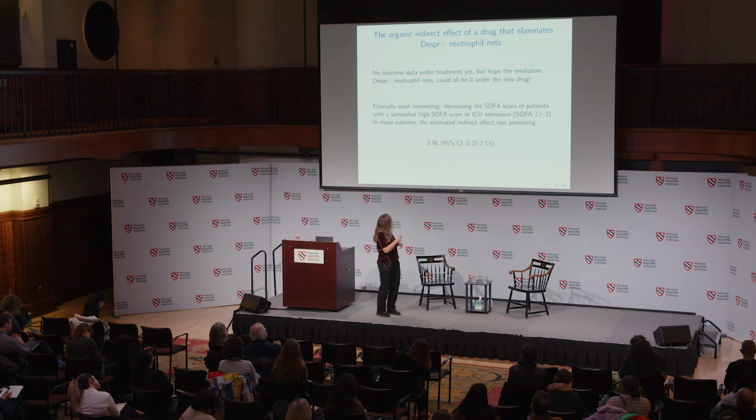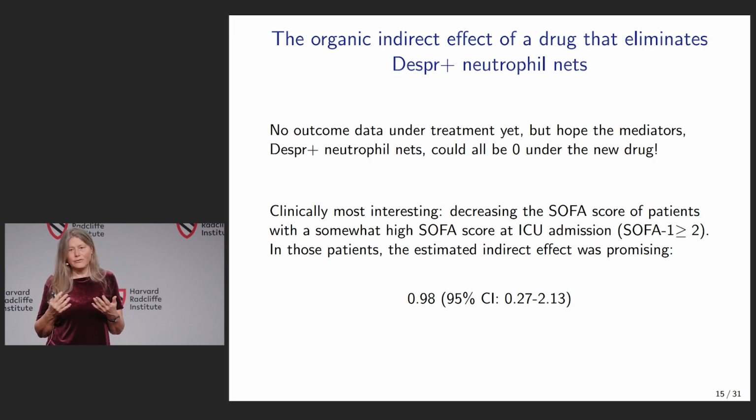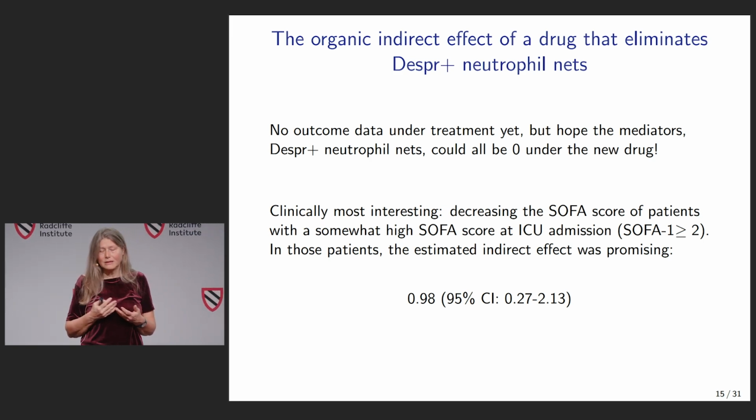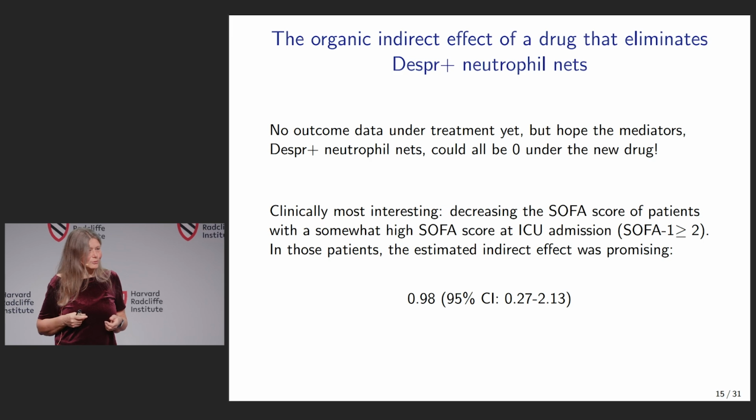So they were most interested in doing this analysis in patients who were really not doing well at baseline. We found a decrease in the SOFA score at ICU discharge of 1, and we created a confidence interval for that. The ICU clinicians have assured me that this is a clinically meaningful effect. In other words, they hope that this drug that eliminates desperate-positive neutrophil nets will actually help people. So we are now trying to get funding to study it a little bit more.